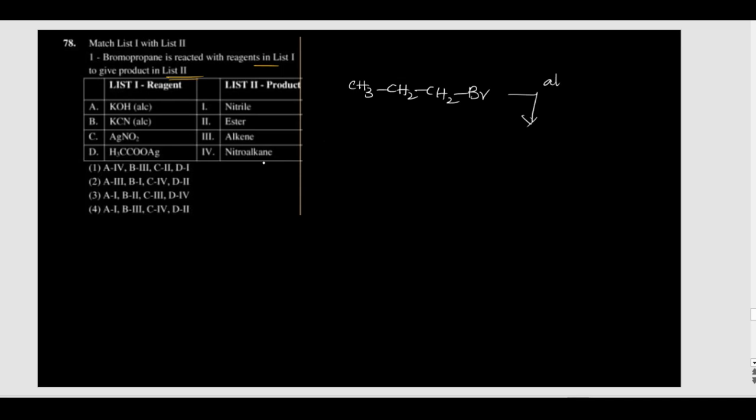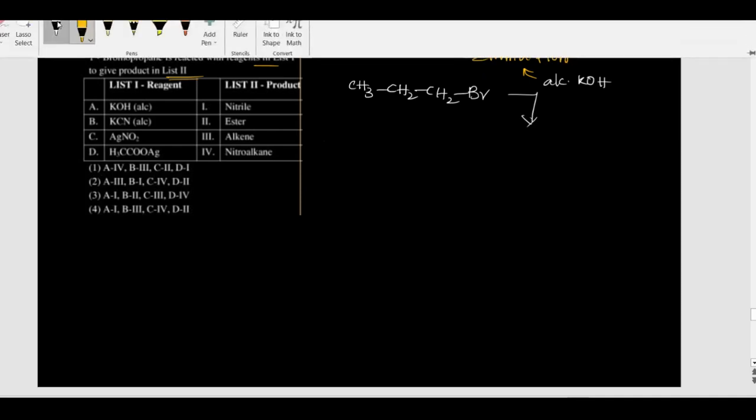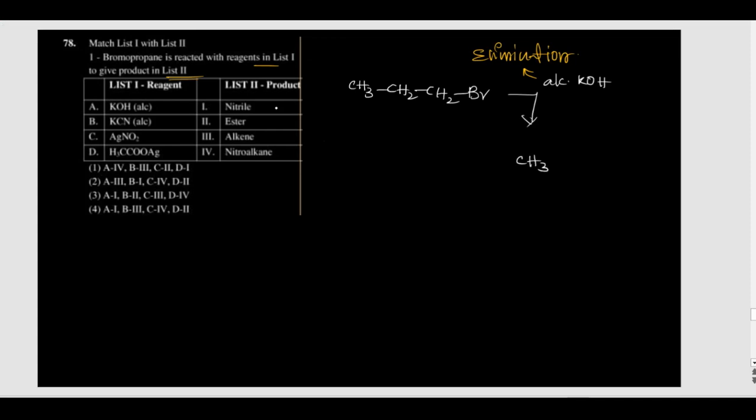First is alcoholic KOH. As we know, alcoholic KOH undergoes elimination reaction, right? It undergoes elimination reactions and gives the product alkenes. Let me write the product here. We'll get CH3CH double bond CH2. This undergoes elimination reaction and we'll get alkenes. So option A is 3. So we have only one correct option. You can take the option correctly, no need to see, but let's take all of these also.